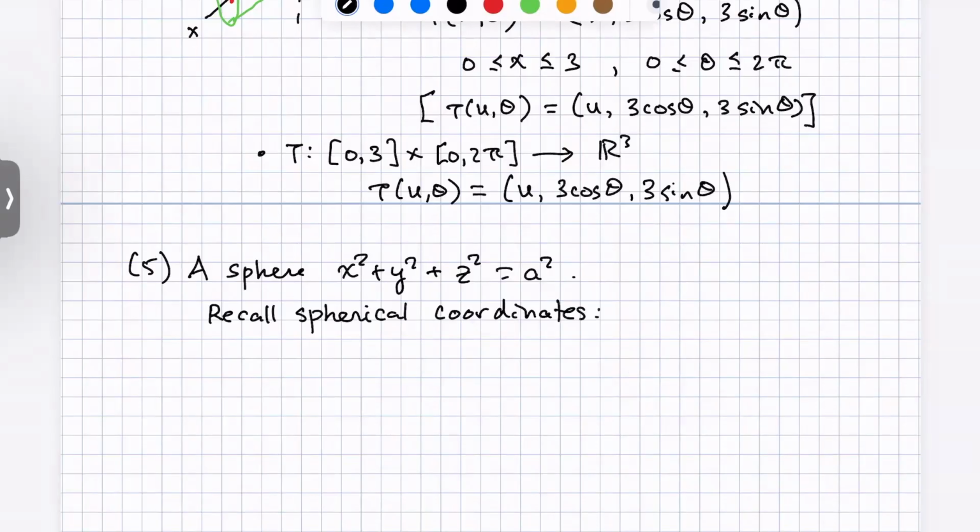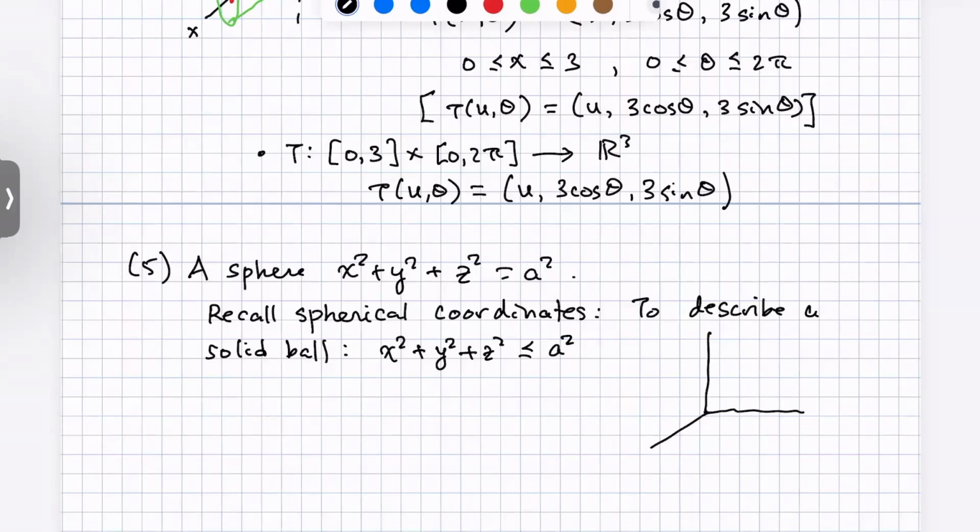Spherical coordinates say that to parametrize or to describe a solid ball, say x squared plus y squared plus z squared is less than or equal to a squared, so the solid ball looks like this, and it has the entirety of the inside.